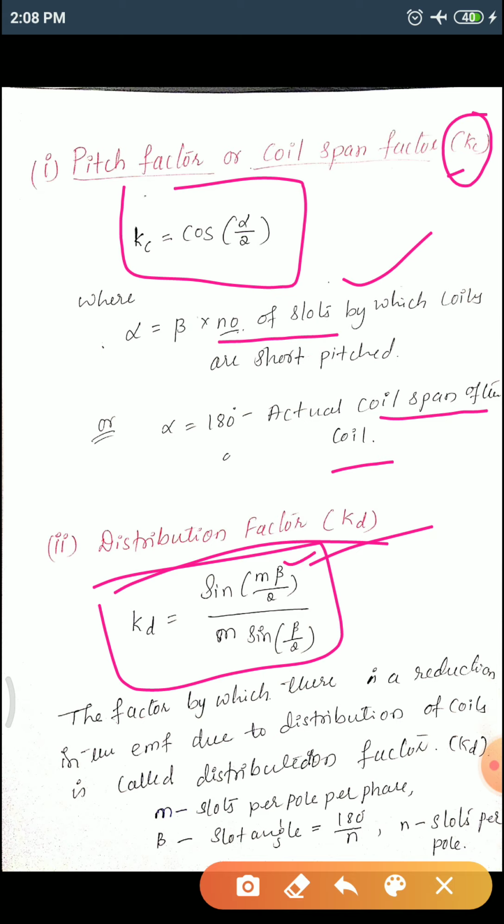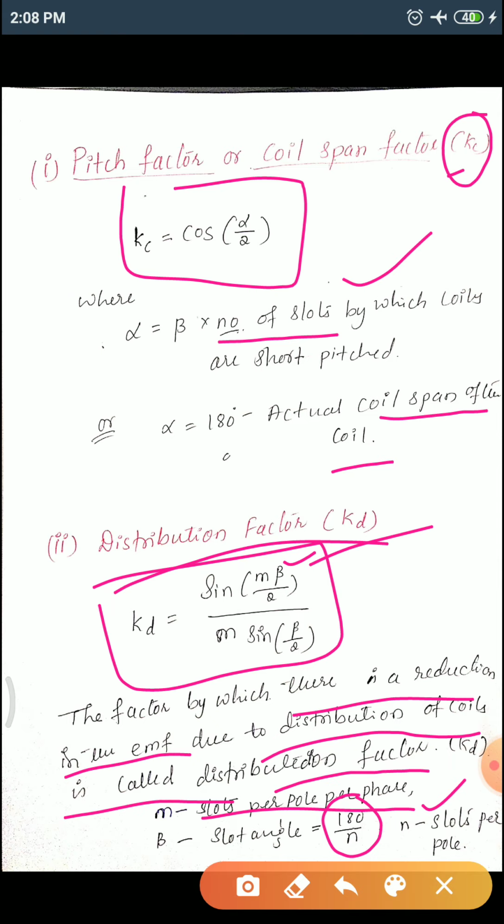Here, m is the slots per pole per phase, and beta is the slot angle. The slot angle is defined as 180 by n, where n is the slots per pole. The factor by which there is a reduction in the EMF due to distribution of a coil is called the distribution factor.